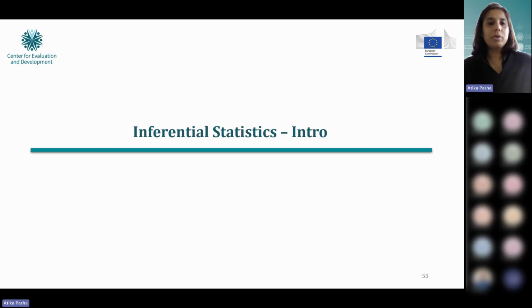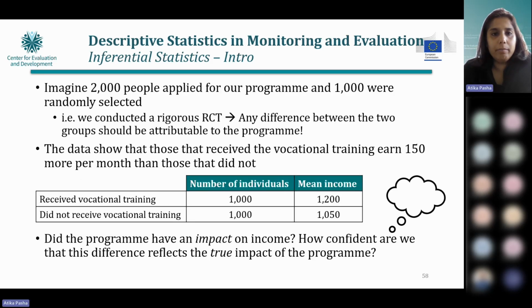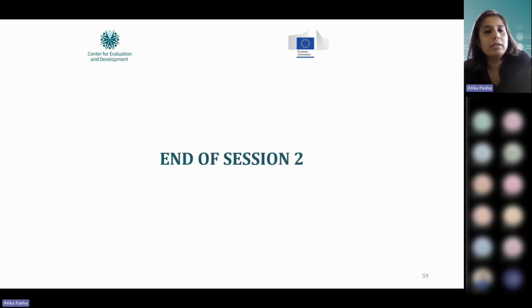Right, and with that, we will hopefully go into, or I'm not even going to introduce it actually, I'm just going to quickly tell you that we will move into the session on inferential statistics and try to understand what kind of inferences you can draw from statistics, using measurement error as one example, and learn about characteristics of all program participants in practice using your data. Right, I will skip that part and just conclude the session. And we start with the next round, which is the interactive quiz.